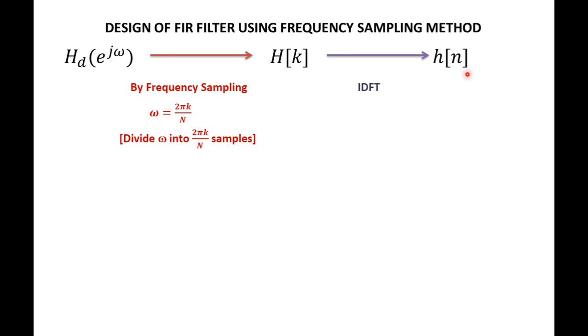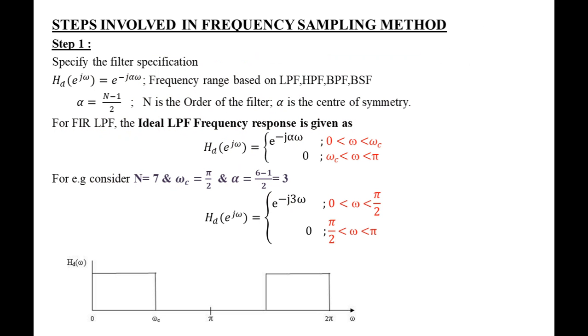Here, we are going to study the symmetric filter characteristics, where the coefficients are symmetrical about their axis of symmetry. So let us go into the detailed steps involved in the frequency sampling method. Step 1, we need to specify the frequency response characteristics Hd of e power j omega, which contains both magnitude and phase embedded within it.